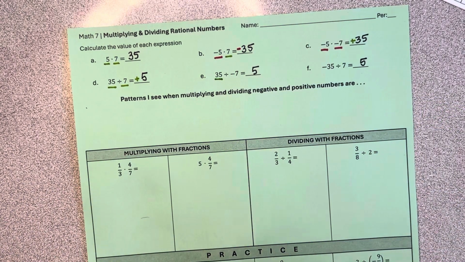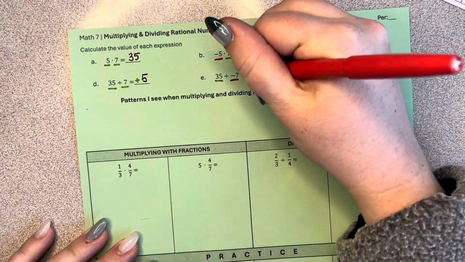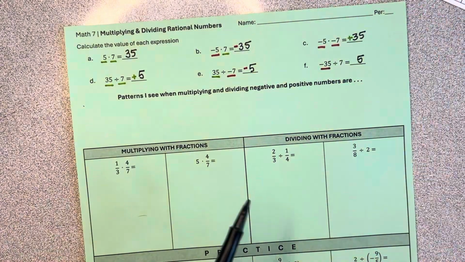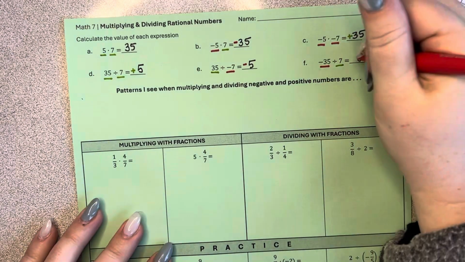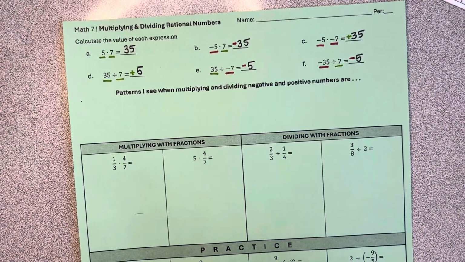So I have positive 35, but a negative 7. So a positive and a negative would make a negative. Then I have negative 35 and positive 7. A negative and a positive, when we are dividing, is negative. So patterns I see when multiplying and dividing negative and positive numbers are, I want you to pause here and take a look. Any patterns you see?